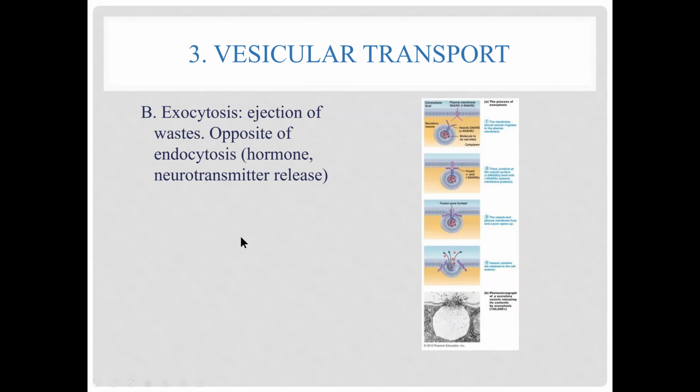Exocytosis, ejection of waste, okay? Hormones, we just talked about that. The neurotransmitters, when we get to muscle contraction, acetylcholine is released from the end of the motor end plate, the nerve, okay? And there's a gap there. The nerve doesn't touch the muscle. There's a gap. So how do you get that neurotransmitter off? You take it in vesicles, fuse it with the plasma membrane, okay? And it goes into that space and diffuses across to the muscle.